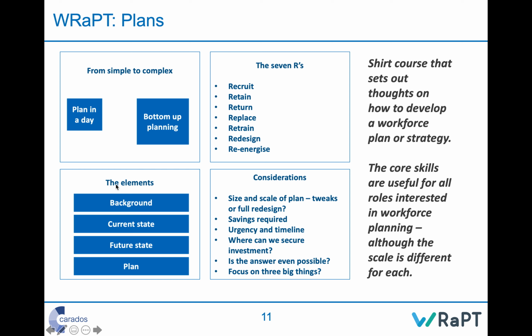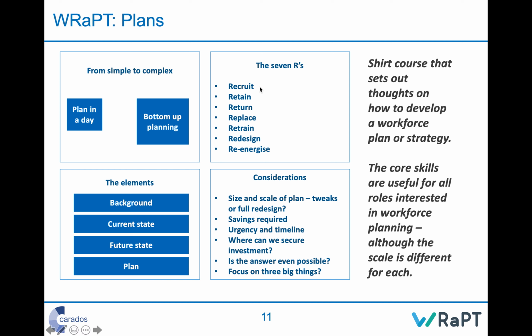We're going to talk about what makes up a plan and what might a plan look like, including elements of the background, elements of what you might include to explain what's currently going on, explain the future, but also then to explain the plan itself between that. So we'll talk about that. And in the WRaPT Plan section, we'll also talk about the 7 R's, which are basically the different elements of a plan to move from your current to your future state.